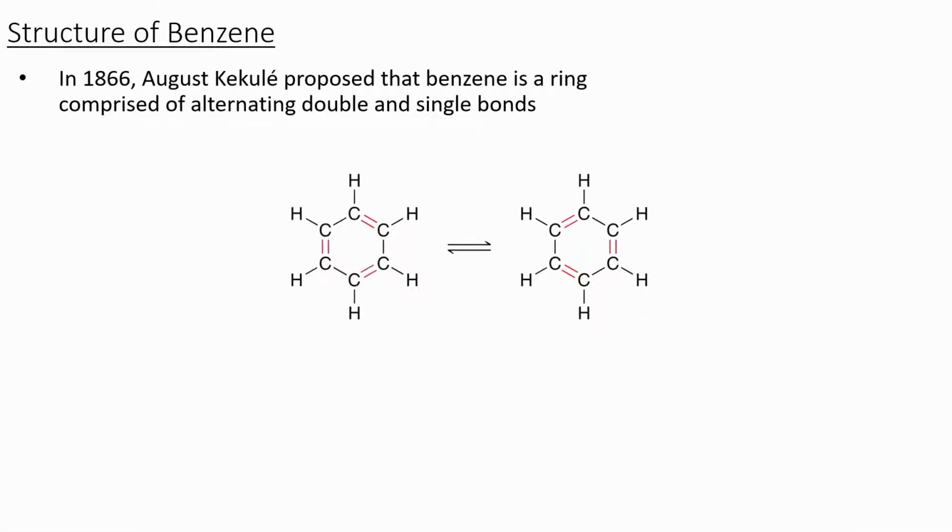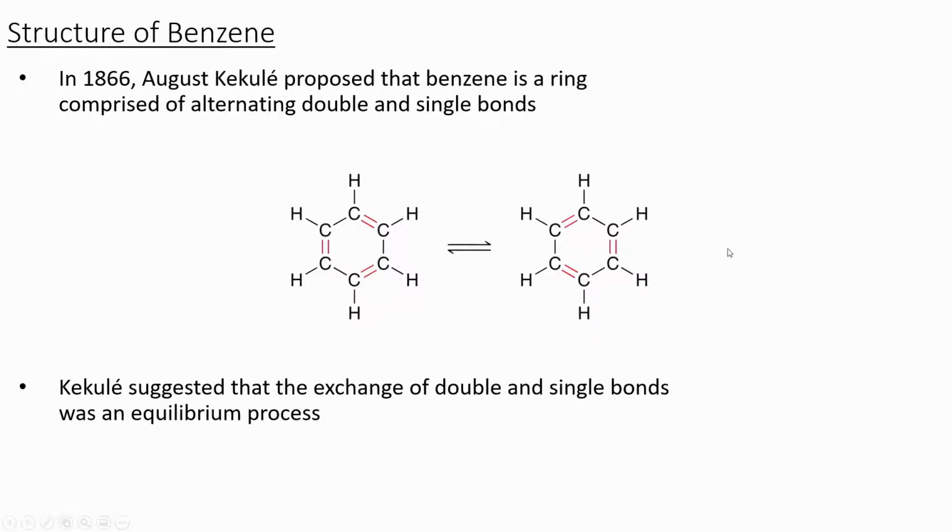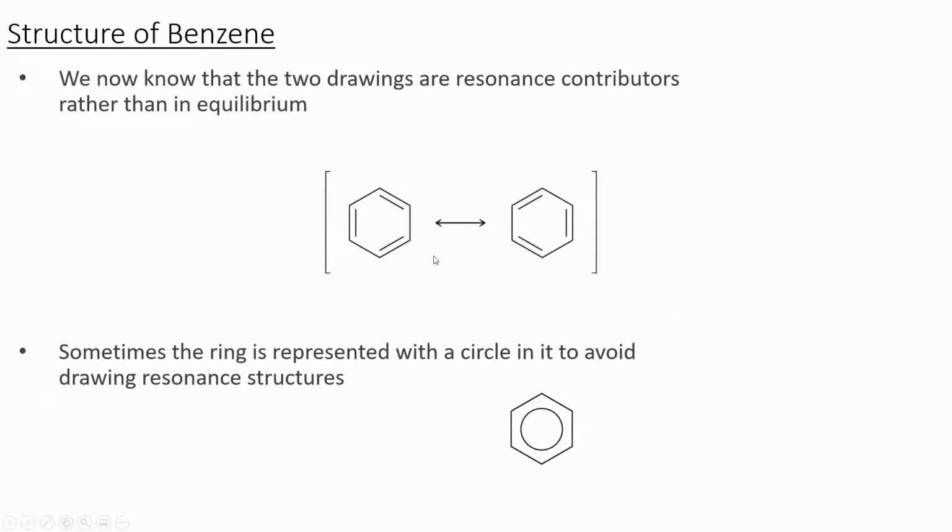Let's take a look at the structure of the benzene ring for a little bit. In 1866, it was proposed that the benzene ring was comprised of alternating single and double bonds, and that this was in an equilibrium process. This is one of the first mentions of resonance. And so we can draw two resonance contributors of benzene, where the double bonds alternate between the two, but it's also often designated as just a ring.